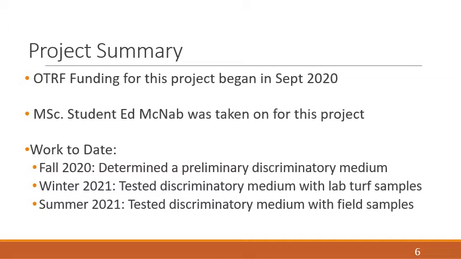In winter of 2021, we tested the discriminatory medium with turfgrass samples grown and inoculated with the dollar spot fungus under controlled conditions. This test showed that the discriminatory medium could differentiate between sensitive and resistant isolates of the dollar spot fungus in infected leaf blades. In the summer of 2021, we began testing the field kit with samples of turfgrass from the Guelph Turfgrass Institute.